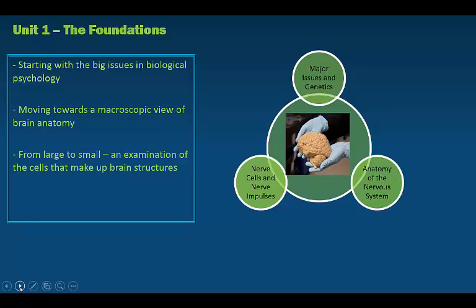This course is divided into 4 units, 1 unit for each week of the course. In Unit 1, we will begin by looking at some of the major issues that biological psychologists study, such as the role of heredity and environment. We will then explore the gross anatomy or structure of the brain. This will provide you with the foundation for understanding the remainder of the course. After looking at the brain as a whole and the many systems that make up the brain, we will move to a more microscopic level and look at the individual cells that make up structures of the brain.